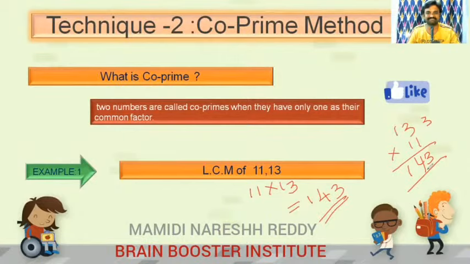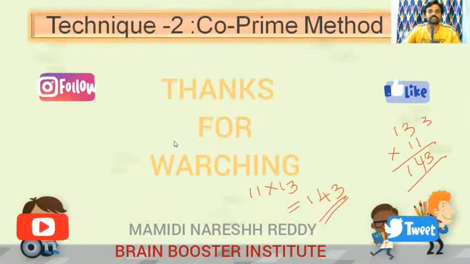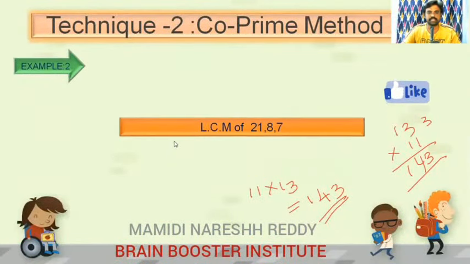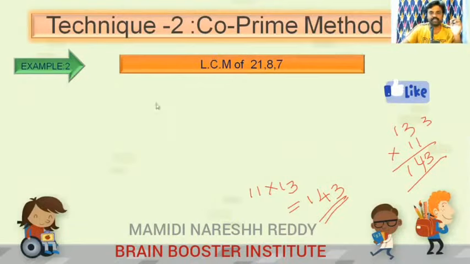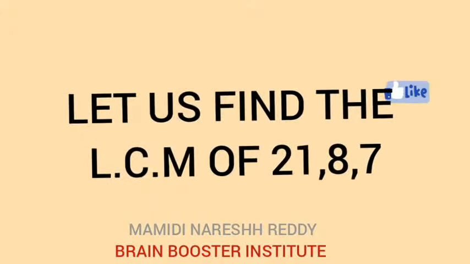Got the point? So let's go to the next problem. If there are three co-primes, then what do we have? Same. If there are three co-primes also, we can multiply the three numbers to get their LCM. Let's see that. Example 2. In the previous example, we took only two numbers. Now I am taking three numbers.